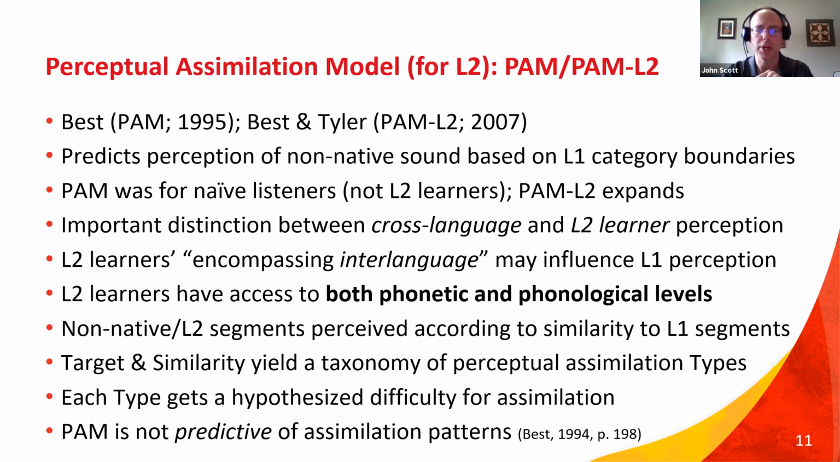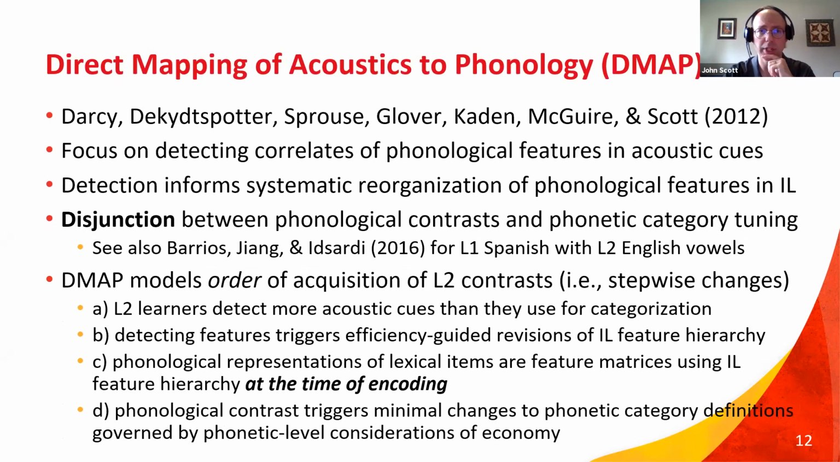One of the problems with this model, though, is it's not really predictive. It talks about what the difficulty would be based on what that association or assimilation would be, but it doesn't tell us what these assimilations are going to be in advance, so we can't really make predictions based on it. There's been a lot of work done on that anyway.